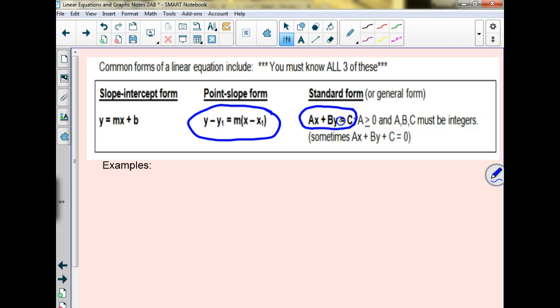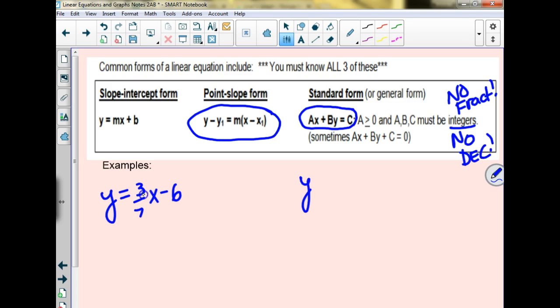This is called standard form. Standard form has a lot of icky rules. It's kind of a dumb form that some mathematician decided made everything look prettier. Okay, when I have something like y equals 3/7 x minus 6, that's slope-intercept form. If I wanted to get it in standard form, it says I have to have integers. What does that mean? No fractions and no decimals, okay? So what did we just learn we could do to get rid of all the fractions?